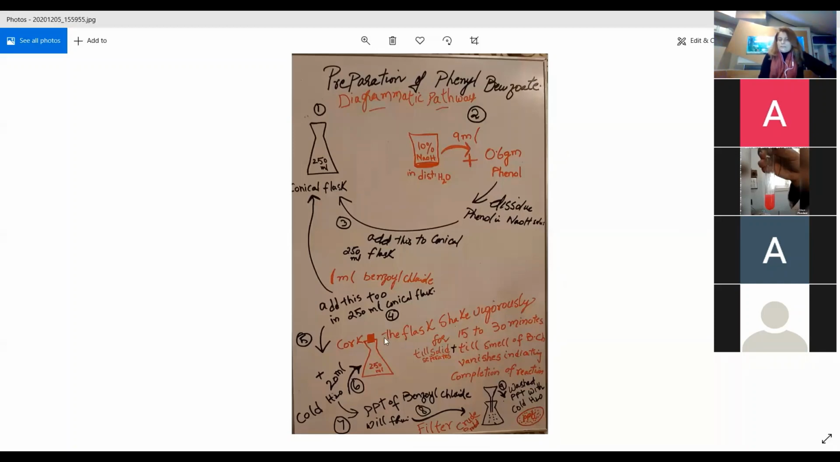And then you will shake that mixture. Now you have a mixture containing 1 ml of benzoyl chloride plus sodium hydroxide and, of course, the phenol. So you are going to shake the flask with vigorous shaking. That is constant shaking; in some experiments they say 15 minutes is enough, in some they say you have to constantly shake for about 15 to 30 minutes, right? Till the solid separates out.